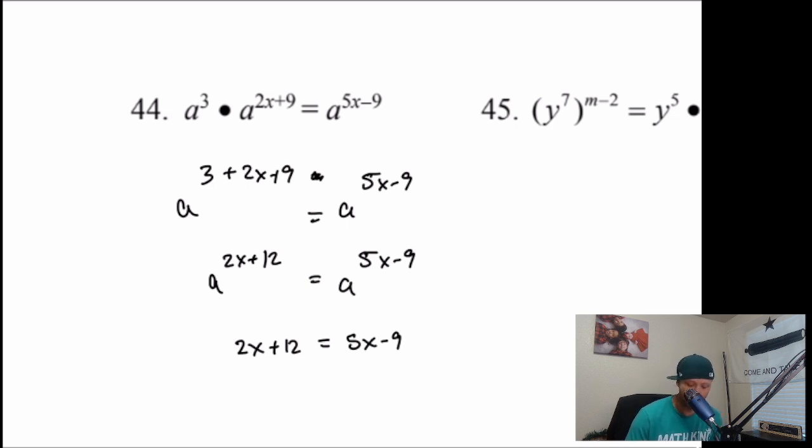One variable problem. So minus 2x from both sides, and I'm going to add 9 to both sides. This is going to be positive 21 is equal to 3x. Divide both sides by 3. x is equal to 7.